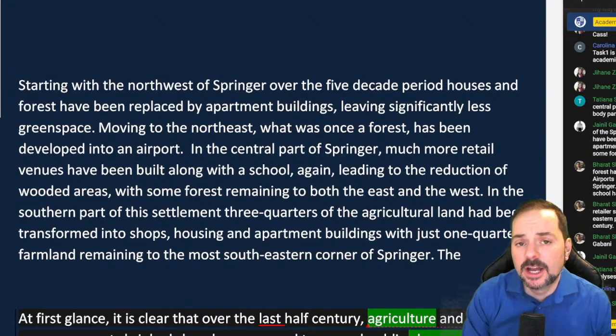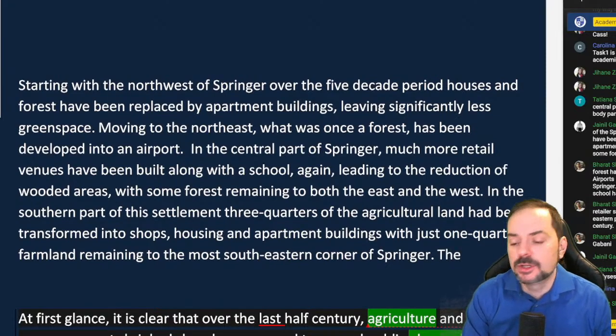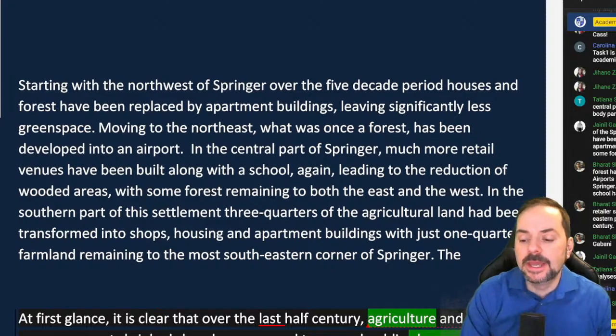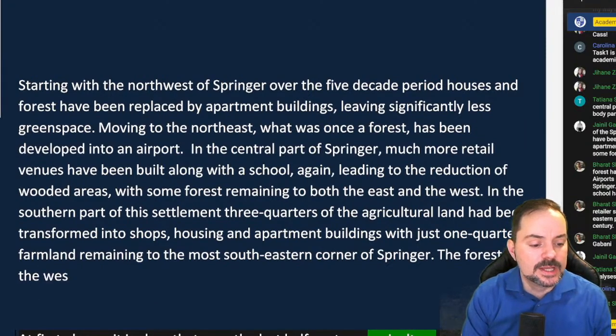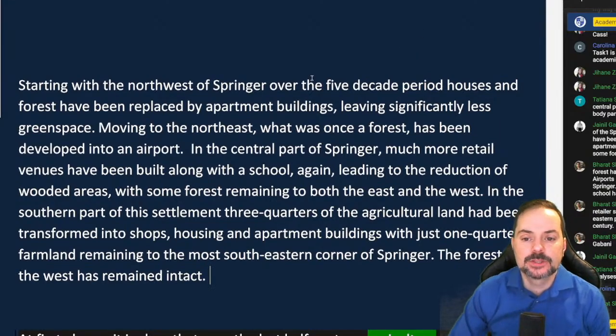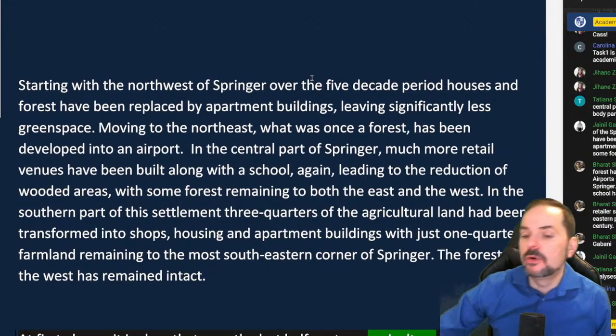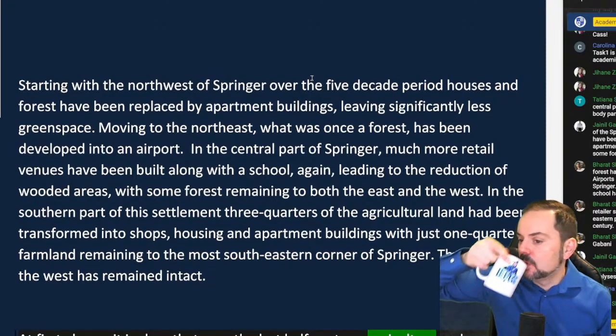And if you've got time, you can write this. If you don't have time, you can just go to your summary. The forest to the west has remained intact. Okay? So intact means untouched or undisturbed. All right.